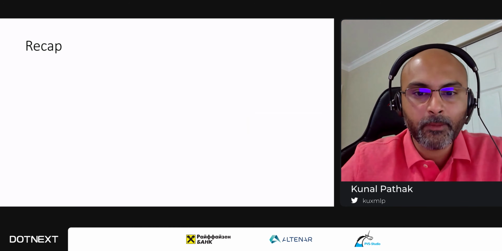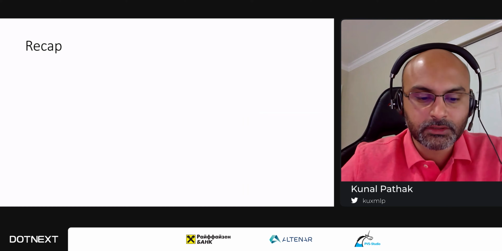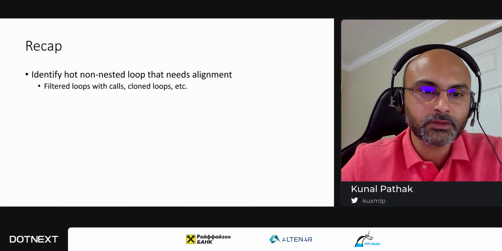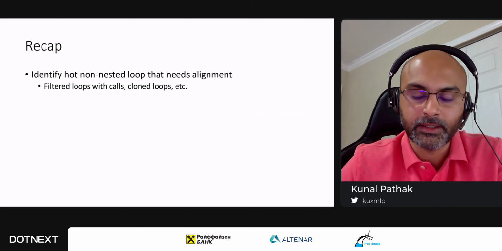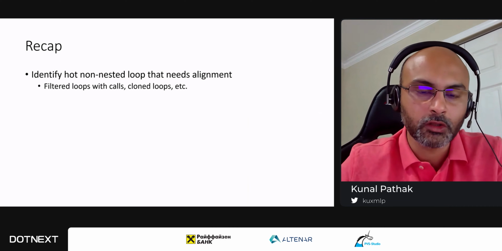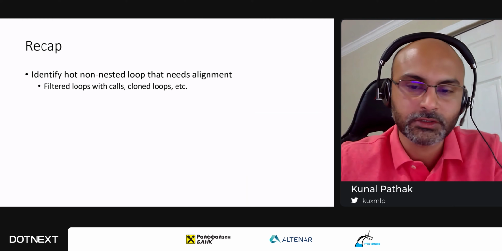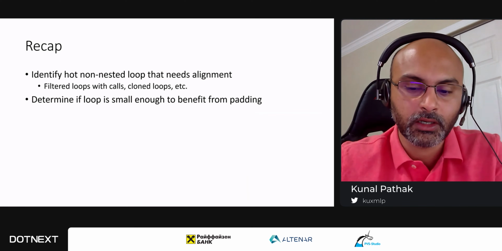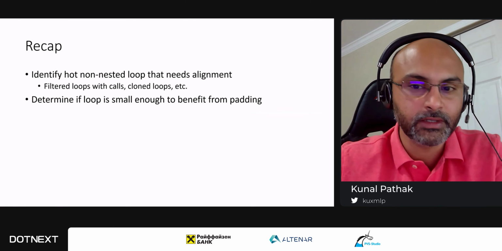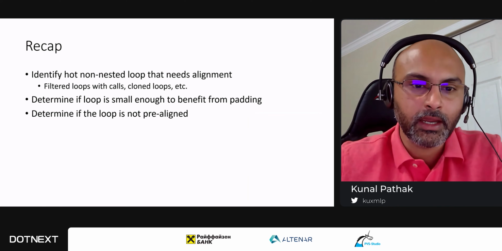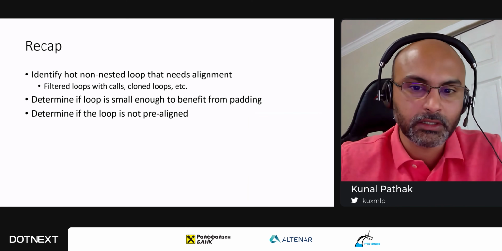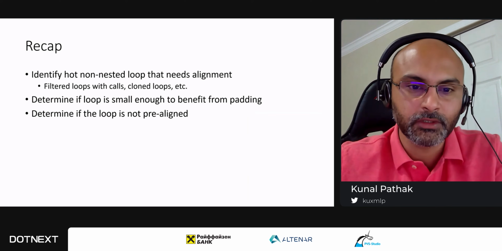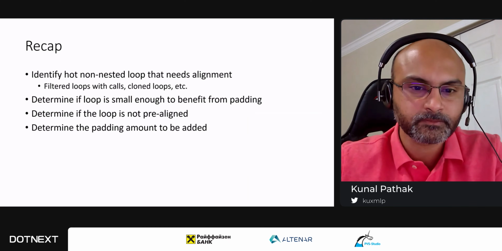So just to recap on the algorithm that we use for loop alignment. First we identify the hot, non-nested loops that need alignment. We filter out all the loops that have cloned calls or cloned loops. We determine the size of the loop, and understand if it will really benefit from the padding. And we check if these loops are not pre-aligned. If they are pre-aligned, then we will just skip the alignment.